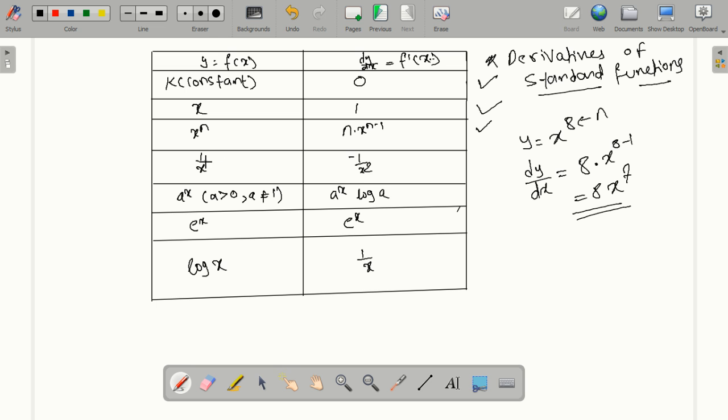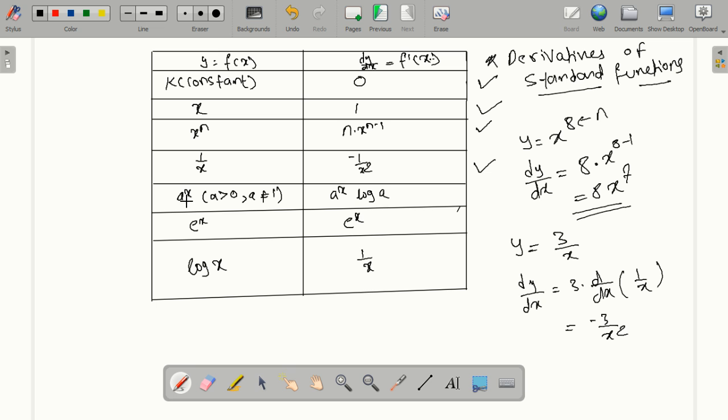Similarly, the derivative of 1 over x, or 1 upon x, is given as minus 1 upon x squared. For example, y is equal to 3 upon x, and if you find the derivative, dy by dx, then as 3 is a constant, I'll move 3 outside. So 3 into d by dx of 1 over x, and the answer will be minus 3 upon x squared, as the derivative of 1 upon x is given as minus 1 upon x squared. So minus 3 upon x squared, right?